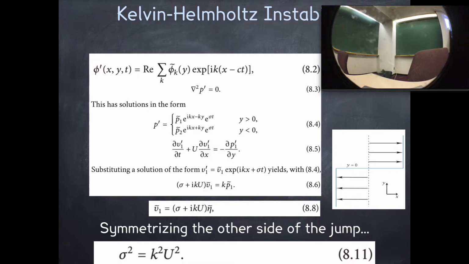So what if we start to get a wave-like mode along that interface? Does it grow? Does it decay? What does it do? That's what instability is about. Or is it just stable? Does it just stay there?